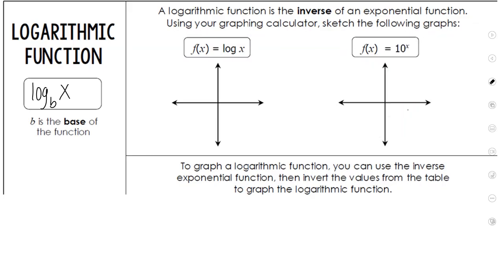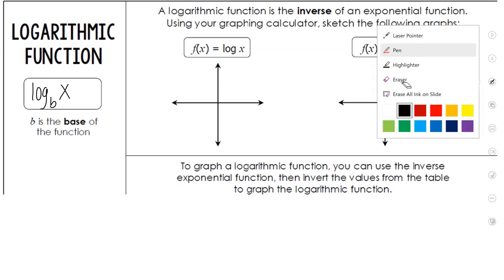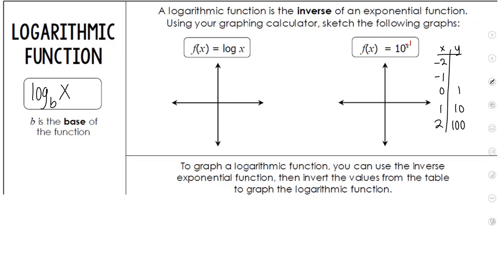So I'm going to make a table. I'm going to plug in these numbers for x and figure out the y value. 10 to the power of 0 is just 1. 10 to the power of 1 is just itself. And 10 to the power of 2 is 100. Now, if we go to the negative side, 10 to the negative 1, you just flip it. It'll be 1 over 10. 10 to the power of negative 2 would be 1 over 100.